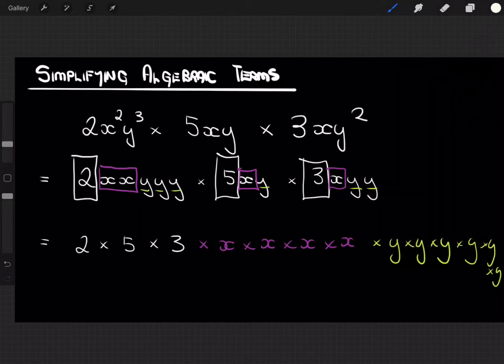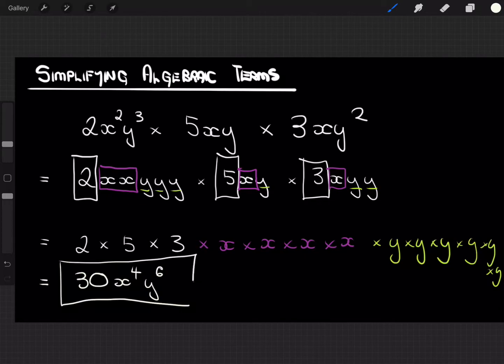So it's going to be 2 times 5 is 10, and 10 times 3 is 30. So it's going to be 30 times x times x times x times x. Well, that's x multiplied by itself 4 times. That's x to the power of 4. Then y times y times y times y times y times y, that's y to the power of 6. So there's our simplified expression, okay?